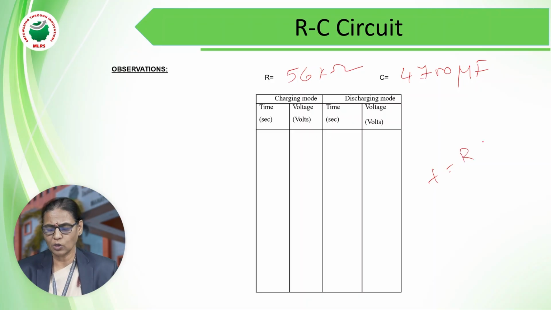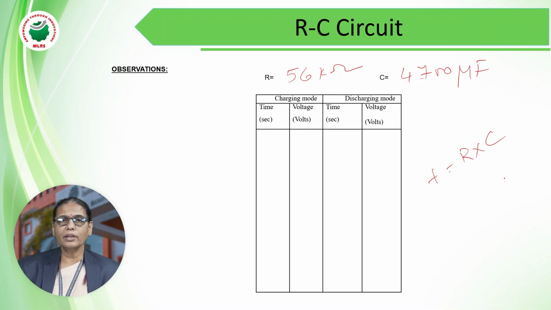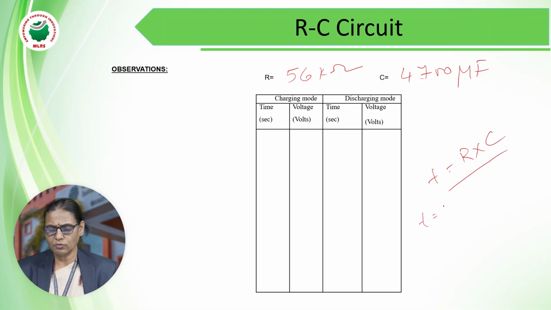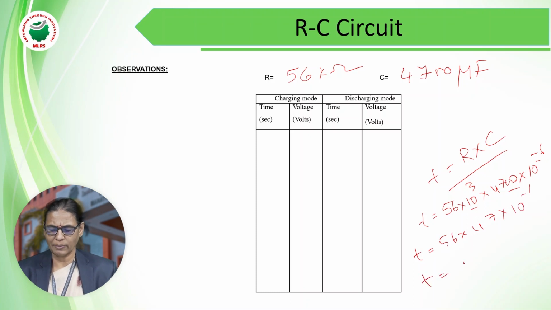Now, I have to determine the time constant. In order to determine the time constant, the formula is T is equal to R cross C. Time constant is defined as the product of R and C, that is the resistance, how much you are using, multiplied by the capacitor value. That will give you the time constant. Now, use these two values, that is 56 kilo ohms. Kilo means 10 cube. Next, 4,700. Micro means 10 power minus 6. So, you will be getting T is equal to 56 into 47 into 10 power minus 1. Now if you calculate this one, approximately it will be coming around 263.2 seconds.